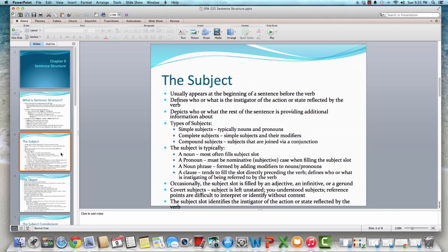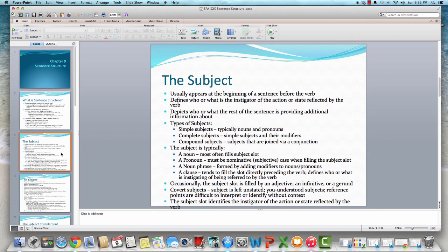So the types of subjects: we have simple subjects, which are typically nouns or pronouns. We have complete subjects, which are simple subjects and all their modifiers, such as the determiners and the adjectives that might describe it. And then we have compound subjects, which are subjects that are joined via conjunction, like intense curiosity and sheer bravery. So there are two subjects there with accompanying modifiers.